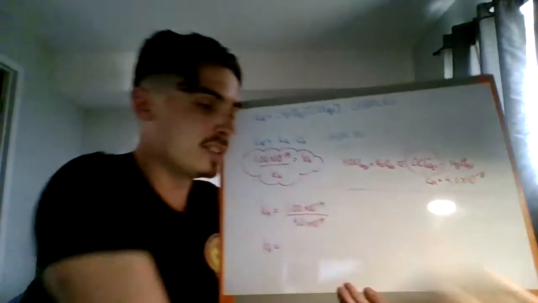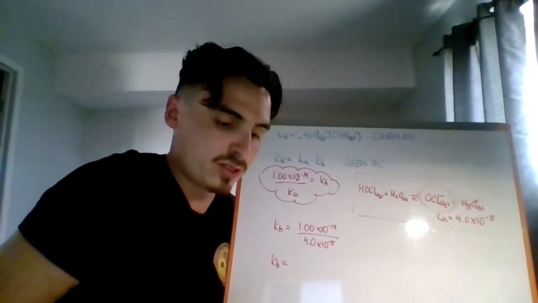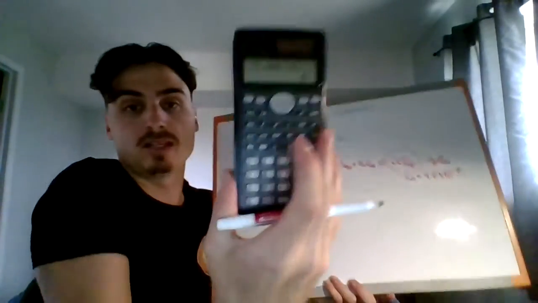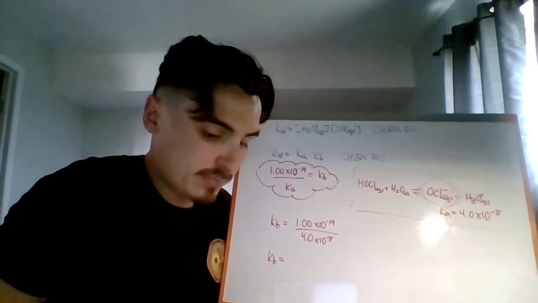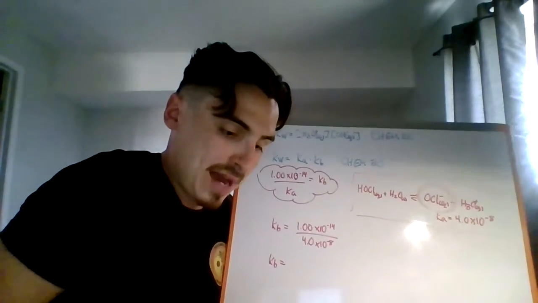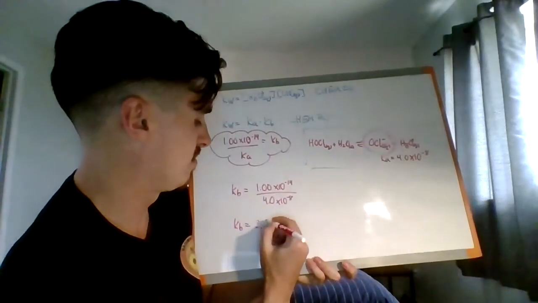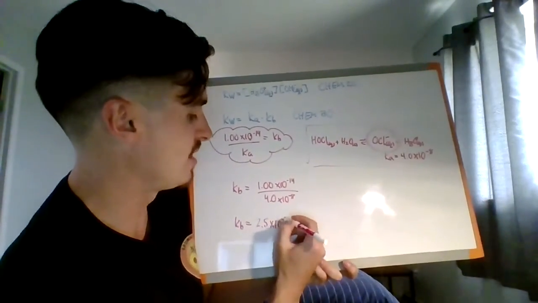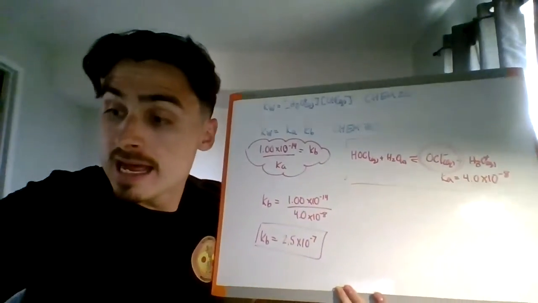So Kb is equal to, again, use brackets, 1.00 exponent minus 14. Use brackets, don't get lazy. Divided by 4.0 exponent minus 8. And I'm going to get 2.5 times 10 to the negative 7. Okay, that's my answer.